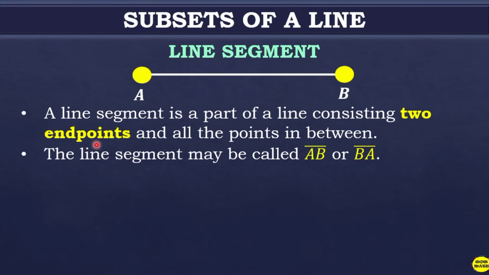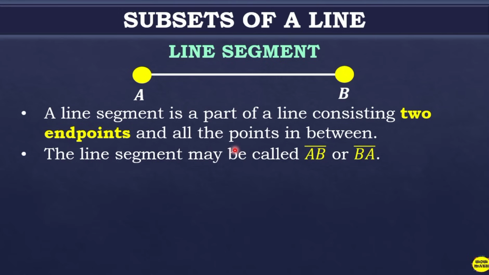So, the line segment given the figure may be called line segment AB or line segment BA. Kapag line segment po, kung tatandaan nyo po yung symbol natin ng line, yung nilalagay natin sa taas ng ating name, ay line mismo kapag line.